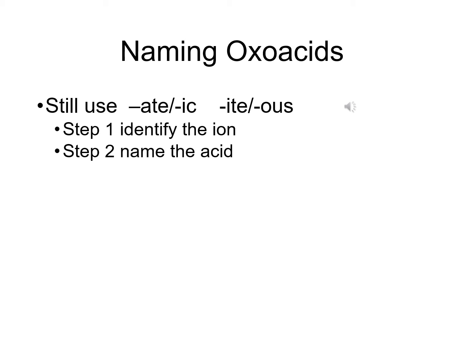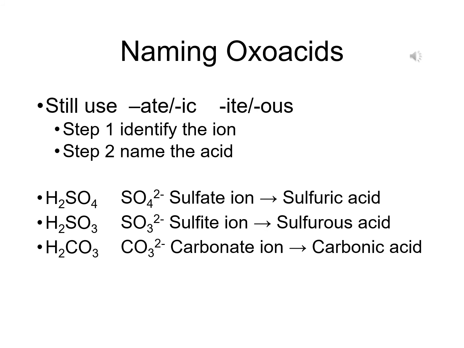Okay, and go ahead and try the third one, and then when you're ready, let's go to the next slide and talk through these. All right, so let's take a look at our first one. It was H2SO4, and we can see the sulfate ion in there, and the sulfate ion is SO4 with a 2- charge. We know it's called sulfate ion, so that means the name of the acid will be sulfuric acid.